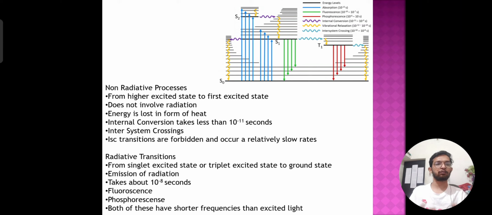Both fluorescence and phosphorescence transitions are of lower frequencies than the exciting light. This is because some part of the light energy absorbed by the molecule is dissipated in the form of heat during the non-radiative processes.